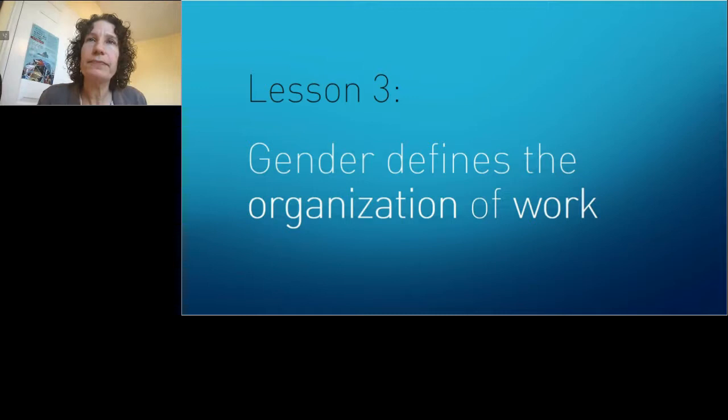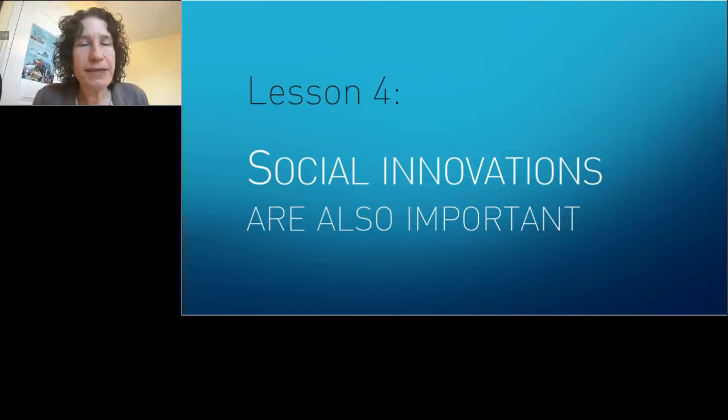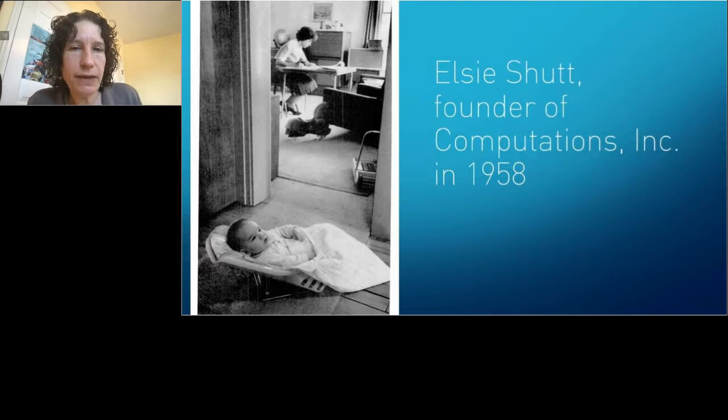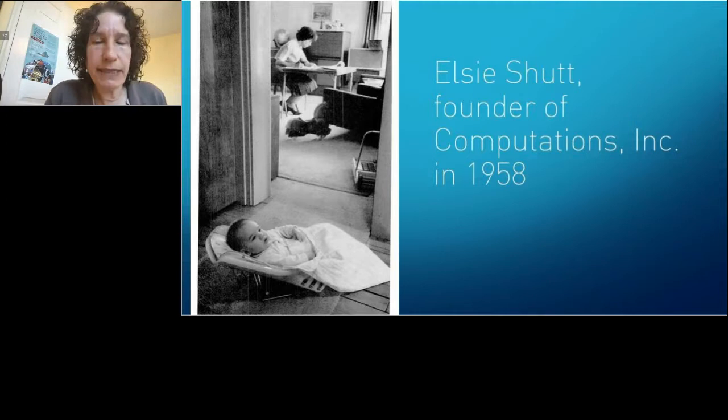This brings me to my next point, which is that social innovations can be as important as technical ones. Two of the most remarkable women I interviewed were Elsie Shutt and Stephanie Shirley, who were entrepreneurs at the very dawn of the software industry. Elsie Shutt started her company, Computations Incorporated, in Massachusetts in 1957, which was just a couple of years after the first male-headed software company had been started, really at the beginning of the field.